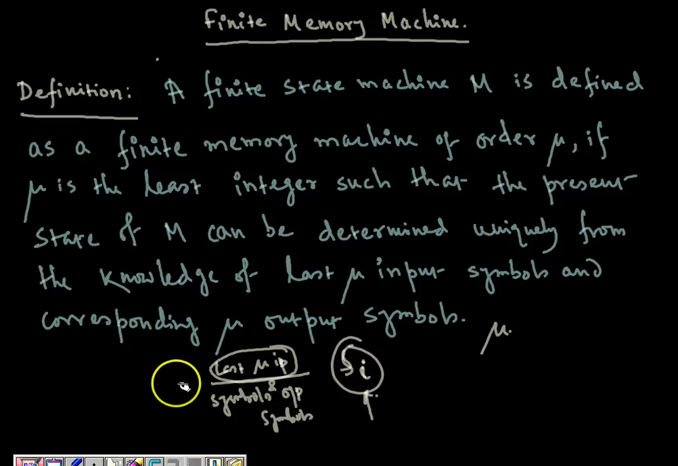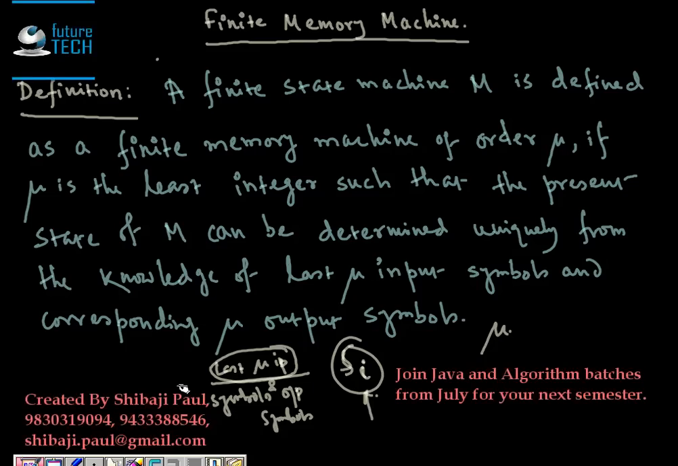A finite state machine is defined as a finite memory machine of order mu if the last mu input symbols and the corresponding output symbols could be used to determine the current state exactly. That means with the knowledge of the last mu input symbols and the corresponding output symbols, we will be able to determine the present state Si exactly. In that case, we say that it's a finite memory machine of order mu.